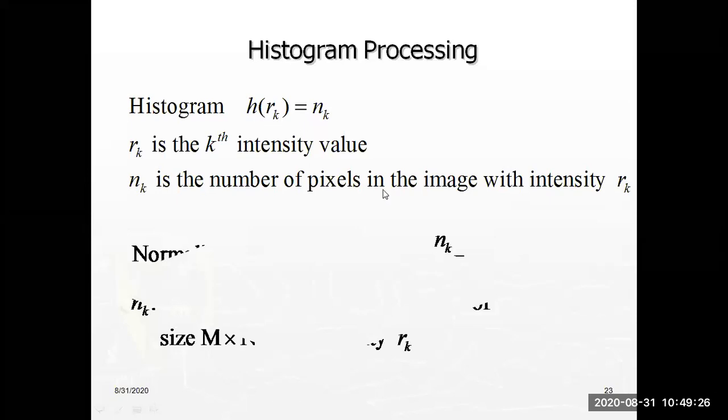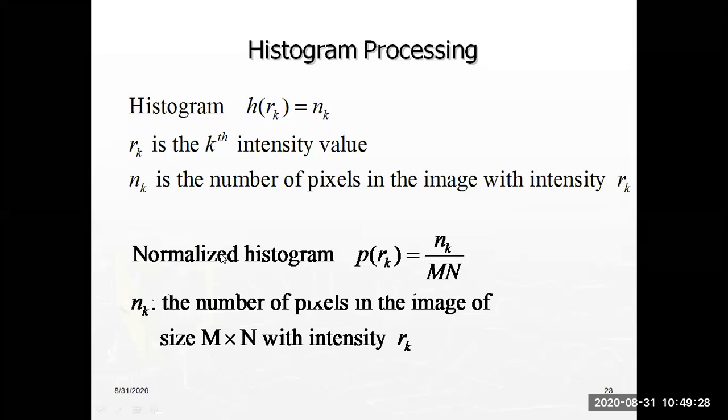After normalization, this is only for a single value. If it is normalized, it is replaced with p(r_k) equals n_k by MN. This is the fundamental formula. This is also called discrete, of course, discrete.